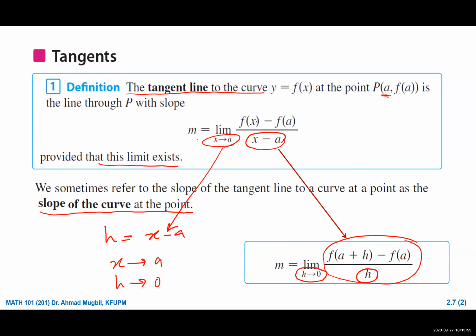And of course, what will x be? You move a to the other side, so x will be a plus h. f of a is the same. So you can use this way or this way. I prefer this way, shabab, and you can notice that it will be much easier to use this. But in some situations, you have to use the other.